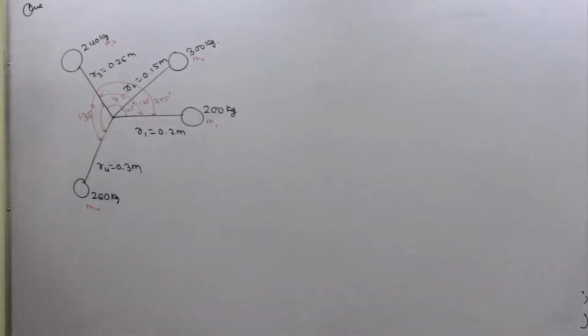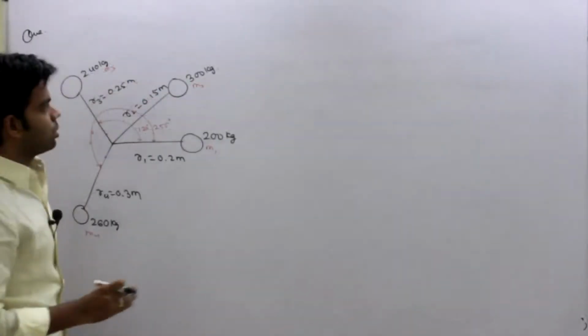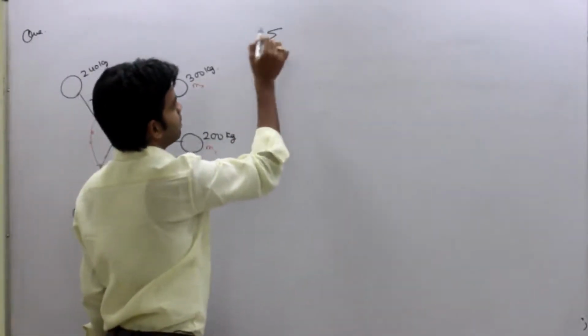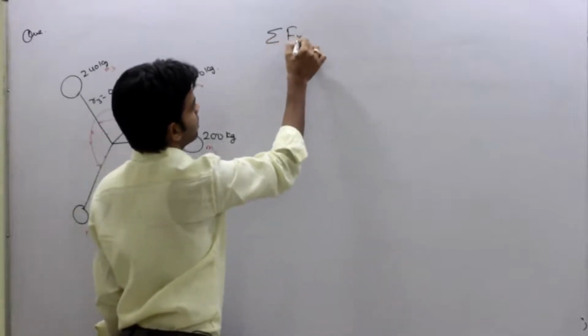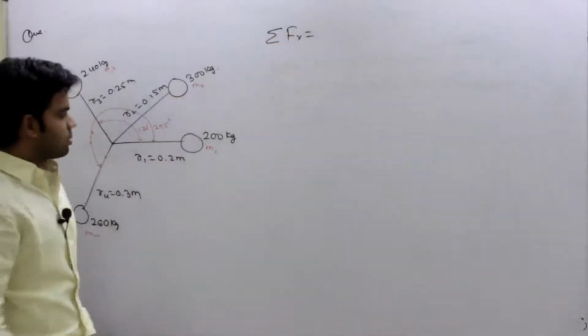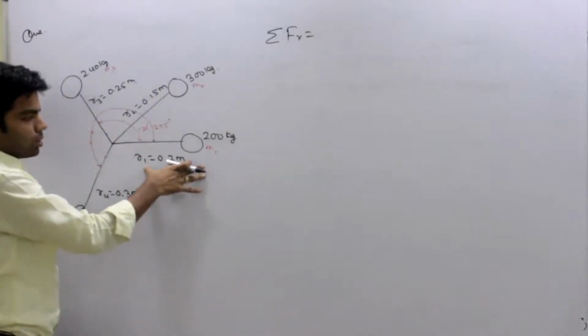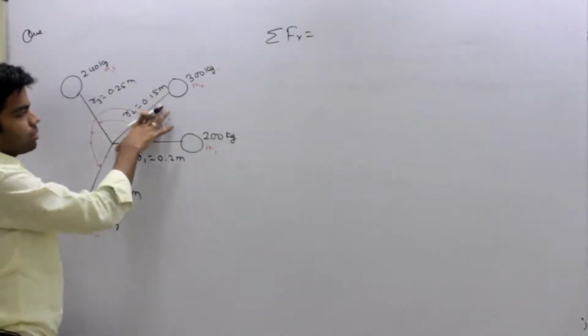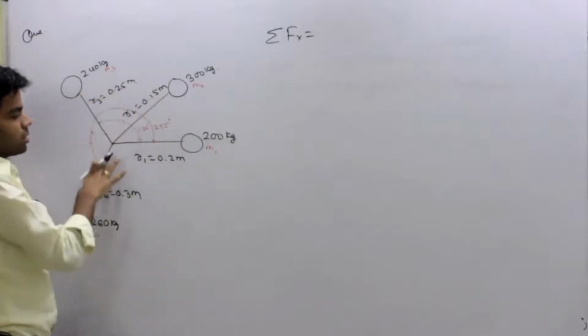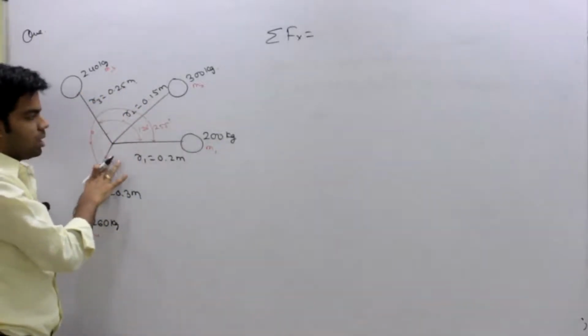Getting this now? In order to determine the resultant unbalanced force, first of all let us determine the summation of Fx. This summation of Fx will be equal to Fc1 cos theta c1 plus Fc2 cos theta c2, plus Fc3 cos theta c3, plus Fc4 cos theta c4, and Fc is what?